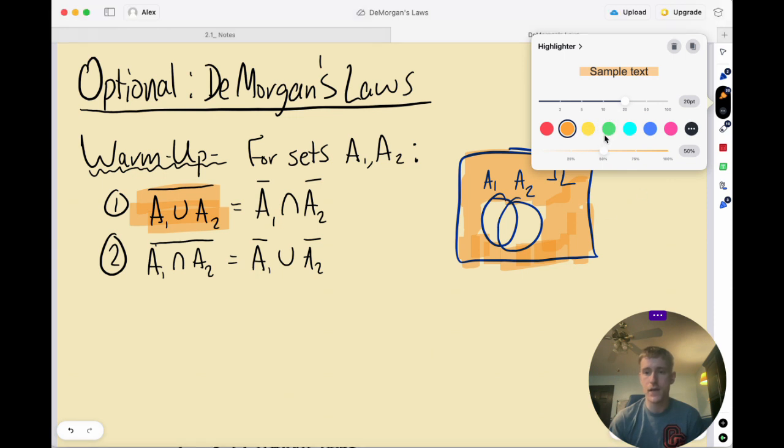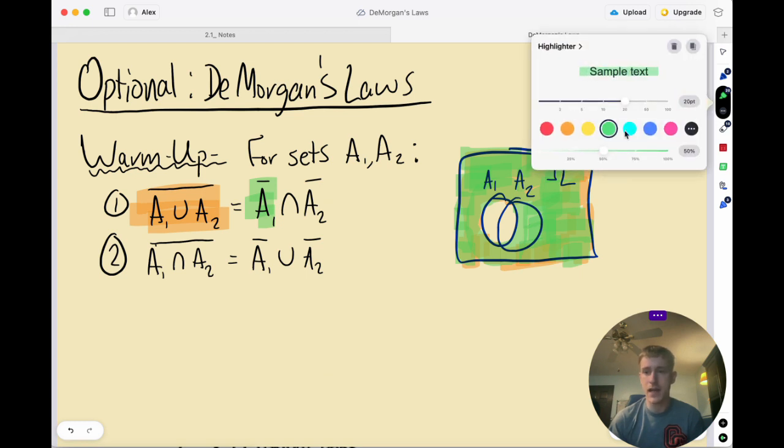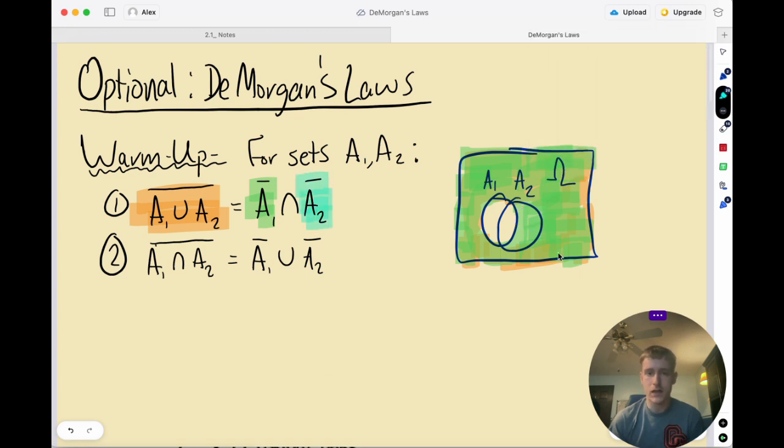The complement of A1 is everything that's not in A1. I'm just going to draw a circle around the circle and then expand. That is everything else. And then the complement of A2, again, I'm going to draw a circle around this. Everything that's not in there.